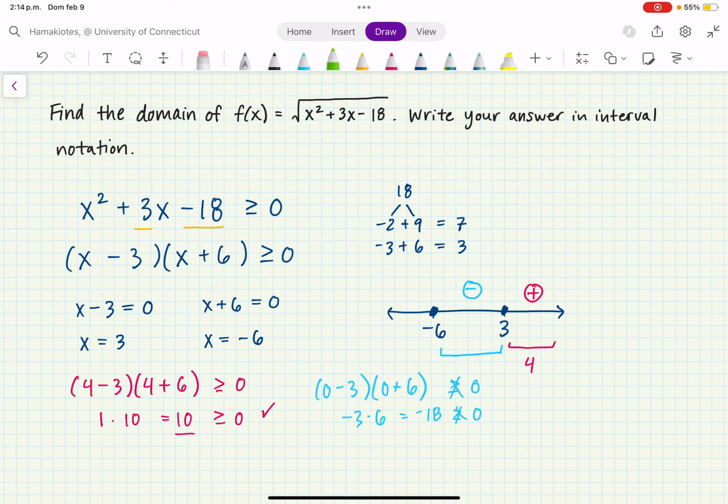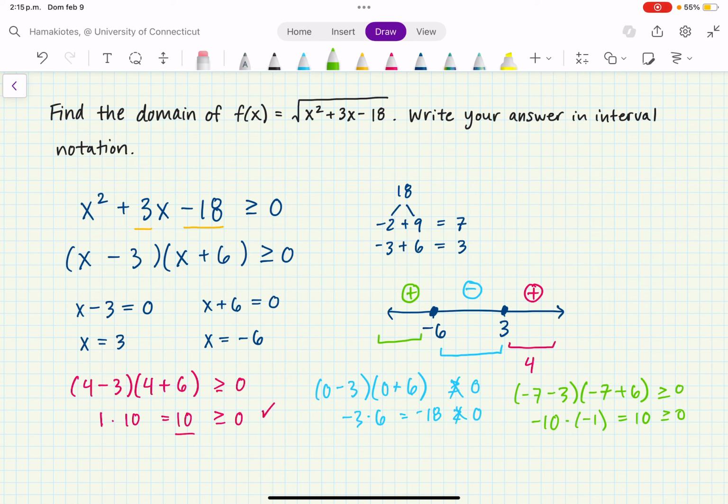Now lastly, we want to choose something in this interval. So let's choose minus 7. So we have minus 7 minus 3, minus 7 plus 6. So this is minus 10 times minus 7 plus 6 is minus 1. So this is minus 10 times minus 1 is 10. So this is indeed positive. And so now we know which areas of these intervals are included in the domain.